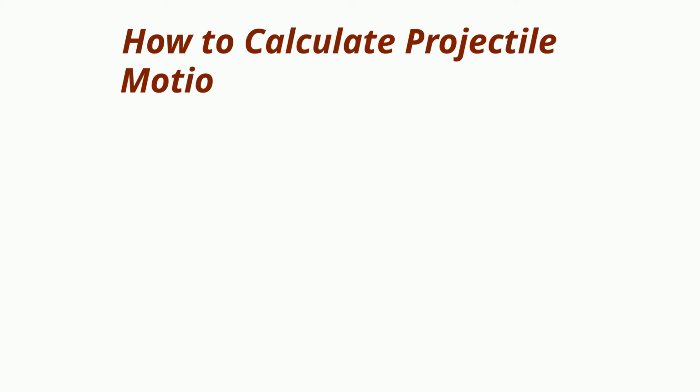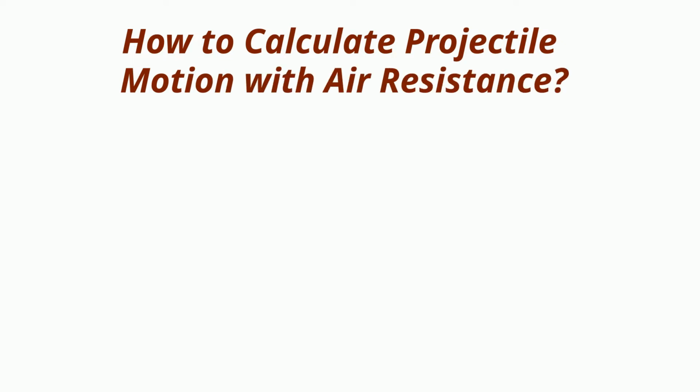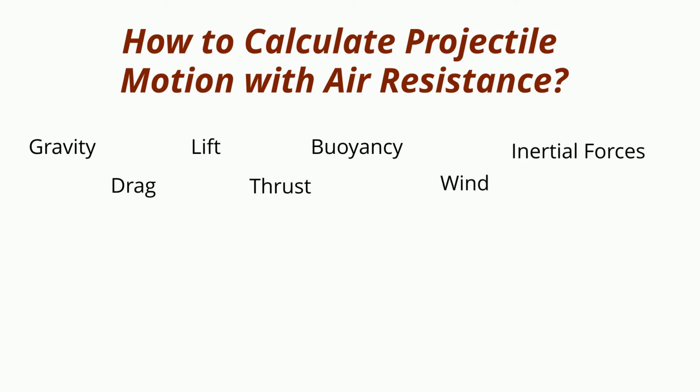How to calculate projectile motion with air resistance? The motion of an object through a fluid is one of the most complex problems in science, and it is still not completely understood to this day. One of the reasons this problem is so challenging is that there are various different forces acting on such objects, including gravity, drag, lift, thrust, buoyancy, bulk fluid motion such as wind, inertial forces such as the centrifugal forces, etc.